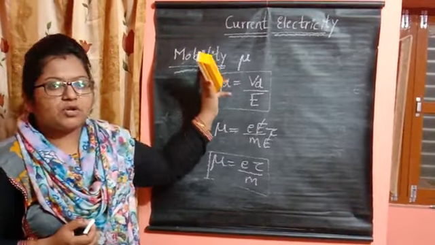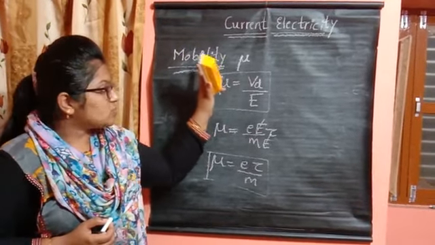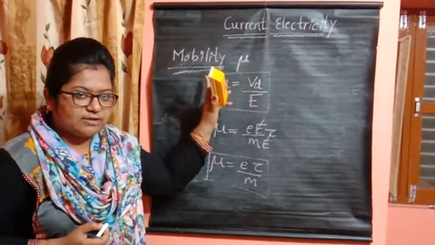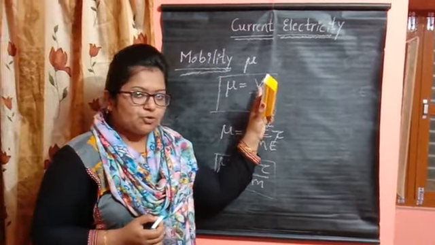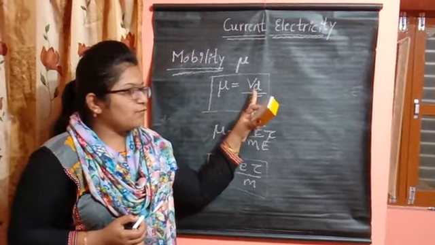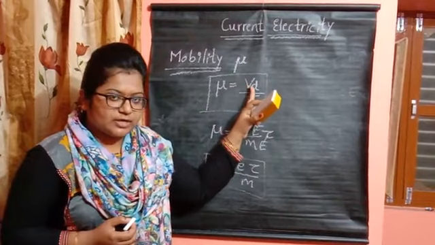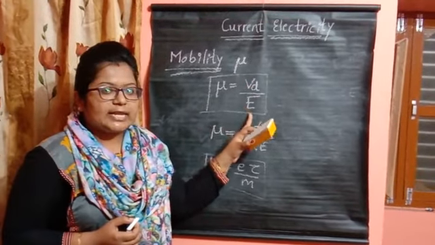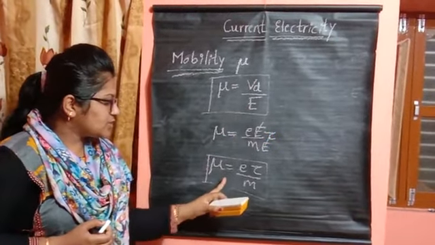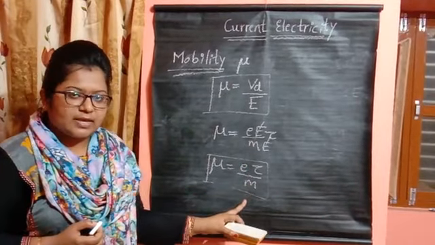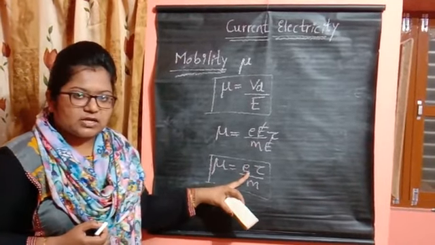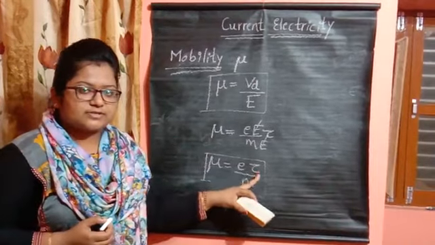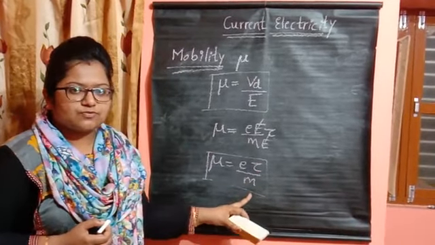This is also one important factor, which is called mobility. It can be defined as the ratio of drift velocity of free electrons of the conductor to the applied electric field, and its expression is e tau divided by m, where e is electric charge, tau is relaxation time, and m is mass of the electrons.